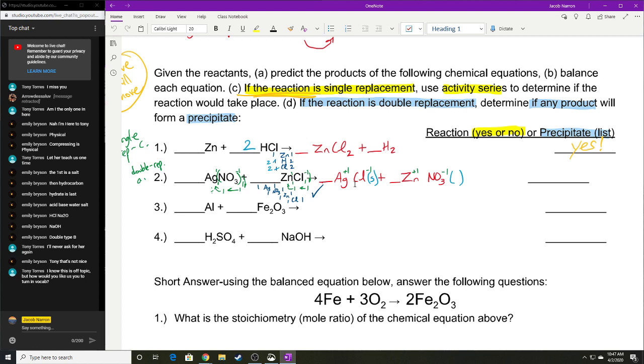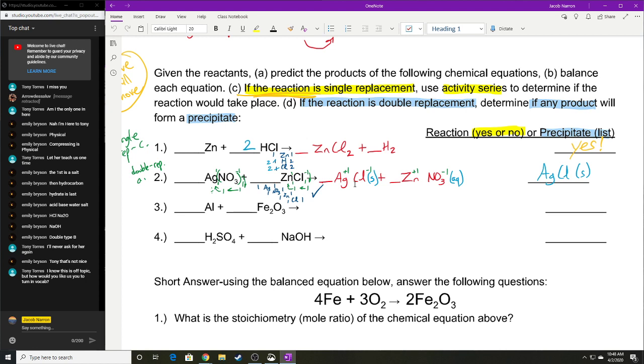Next, we have zinc nitrate. I'm going to look for rules on nitrates. It says all nitrates are soluble. Period. If it is a nitrate, it is going to be soluble. And if it's soluble, you guys hopefully know, you write an AQ there. It just means aqueous, which means it does dissolve. So our precipitate is going to be AgCl because it is a solid. It will not dissolve into water.